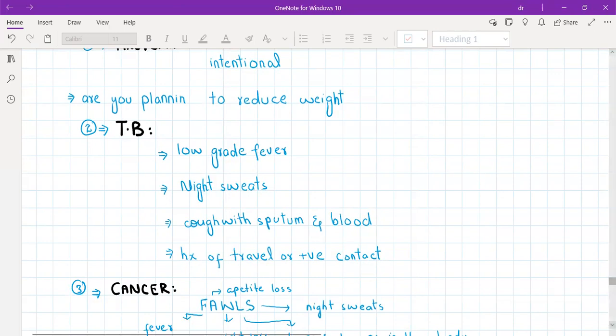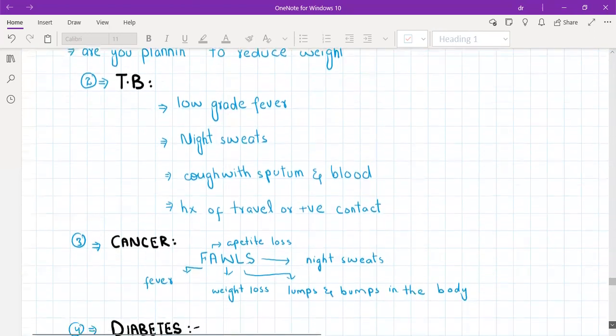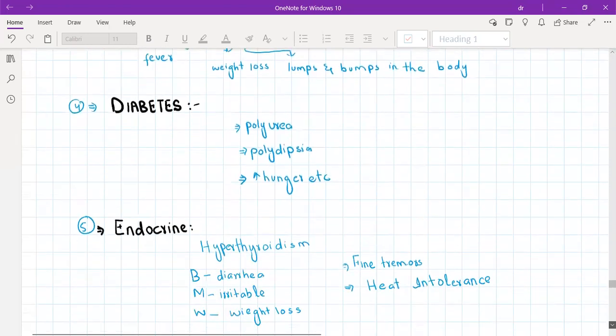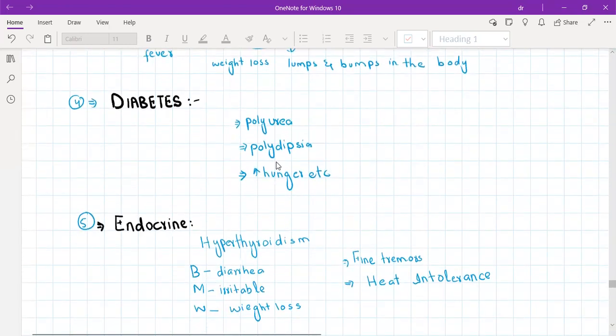The D here stands for diabetes. So diabetes also presents with weight loss, but the patient will have specific symptoms of diabetes, that is polyuria, polydipsia, polyphagia, that is increased hunger, etc. And he may also have a positive family history of diabetes.